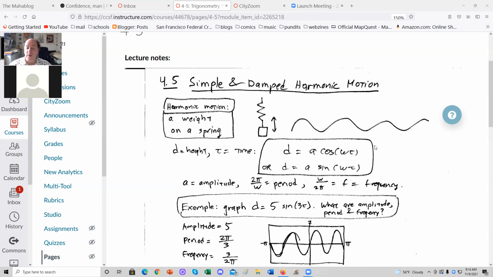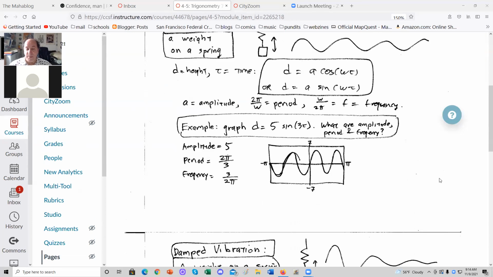Because ultimately the force of restoral is opposite and proportional to the distance displaced. So this tends to make a particular differential equation, which causes the sinusoidal motion. If d is the height or displacement from equilibrium and t is time, then d will be a cosine omega t or a sine omega t, or maybe some phase shift, whatever. And a is the amplitude, as you might expect. The period is 2 pi over omega. Its reciprocal, omega over 2 pi, is f, the frequency.